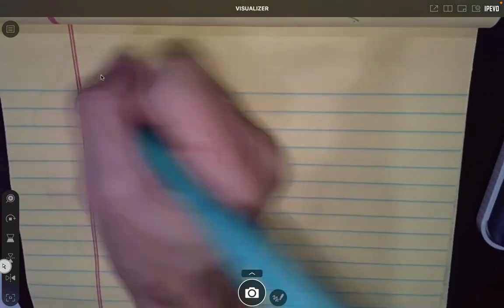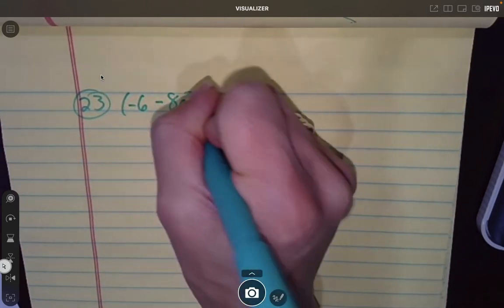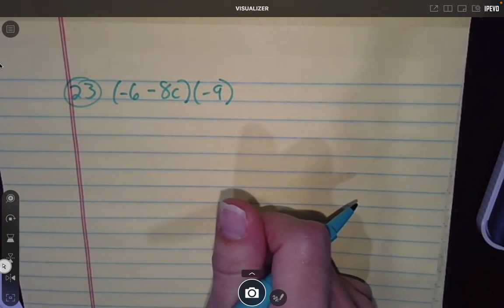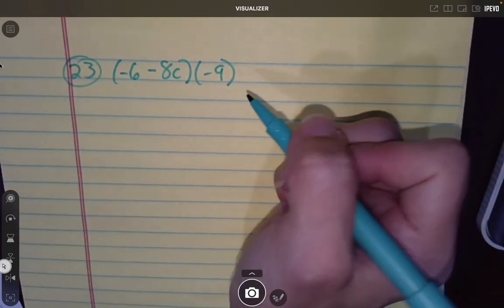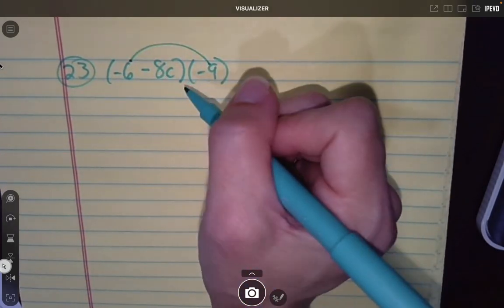Number 23. It's more like this one on the test. Negative 6 minus 8c times negative 9. So it's backwards, but you do the same thing. So what do I do with the negative 9 first? Multiply it by negative 6, really, first. You are going to multiply it by the negative 8 in a second.